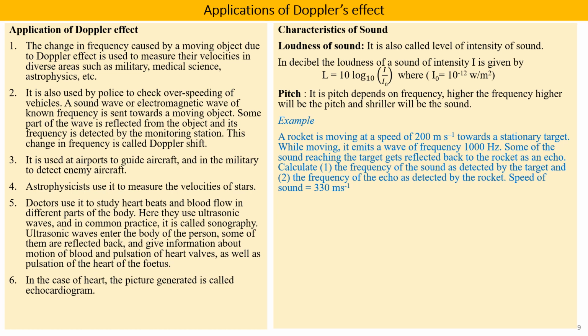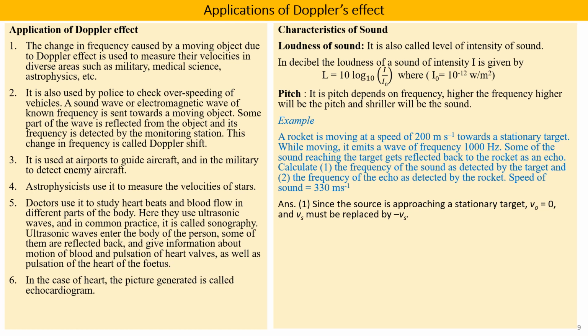We are required to calculate the frequency of sound as detected by the target, and the second part is the frequency of the echo as detected by the rocket. Speed of sound may be taken as 330 meters per second. We will answer part 1.